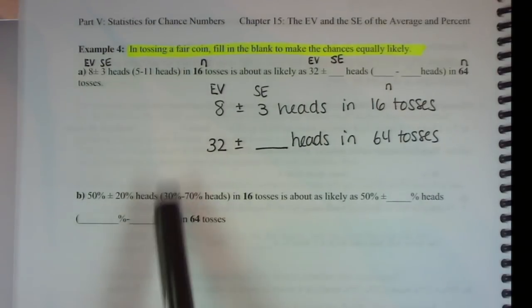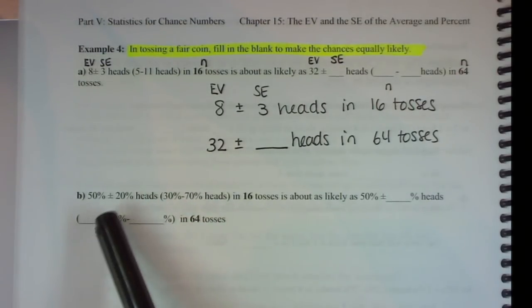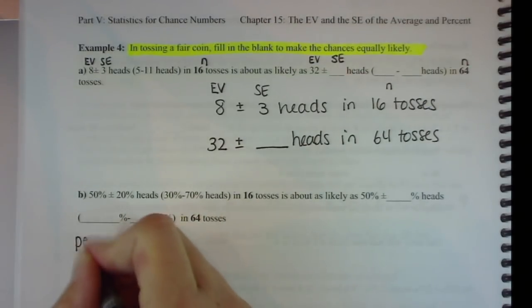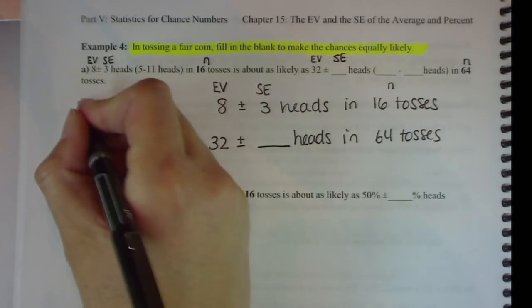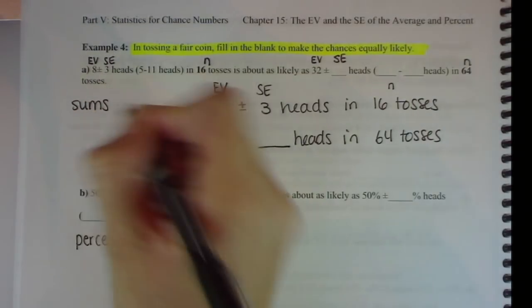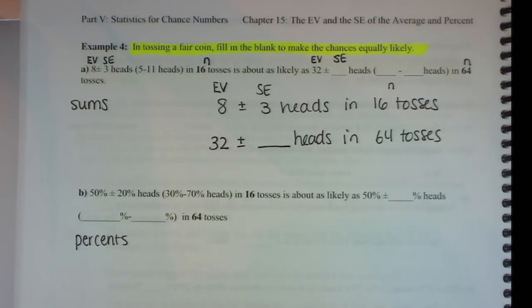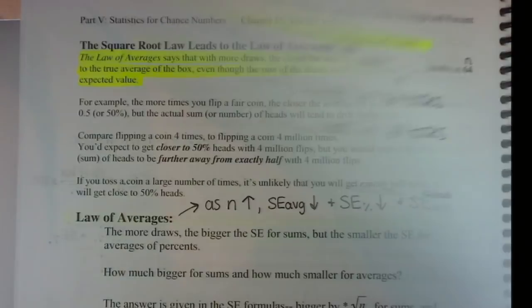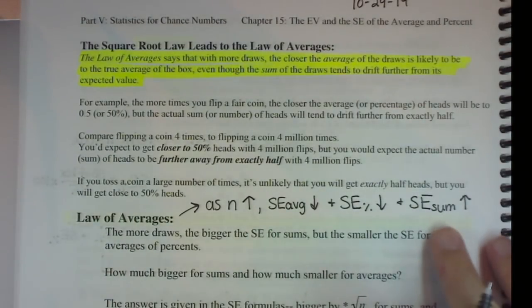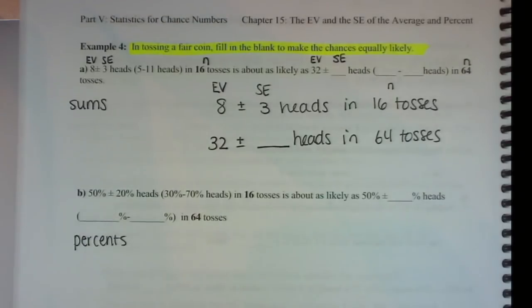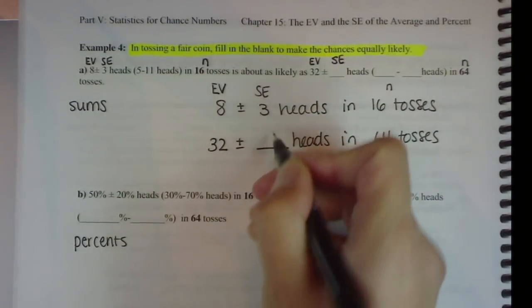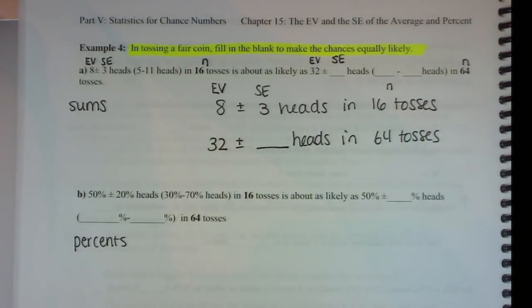for this one. If we were dealing with averages or percents, you'd see the word average, or like part B. Part B, I can say, I know I'm dealing with percents in this one, because there's all these percent signs. So if there's no mention of average, no mention of percent, we can assume we're dealing with sums. So for sums, if I look at the law of averages, it says as n gets bigger, the standard error for the sum gets bigger. So I know my standard error is going to increase. So this fill in the blank is going to be bigger than 3.